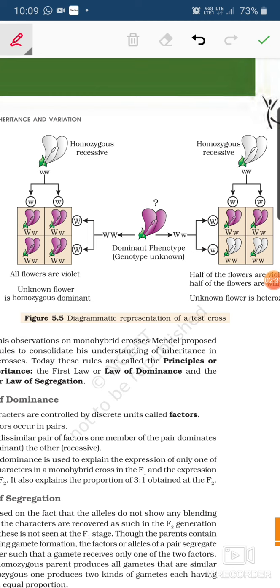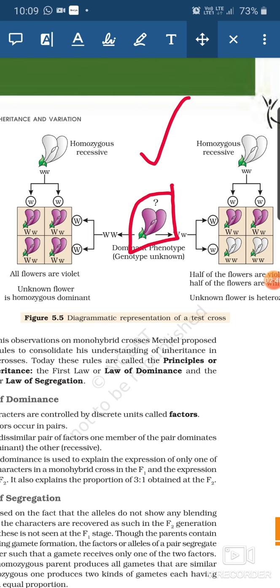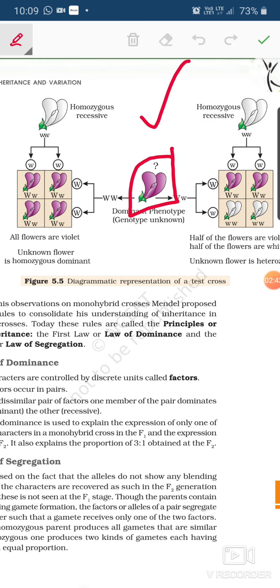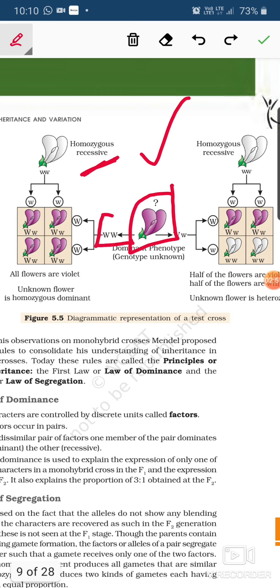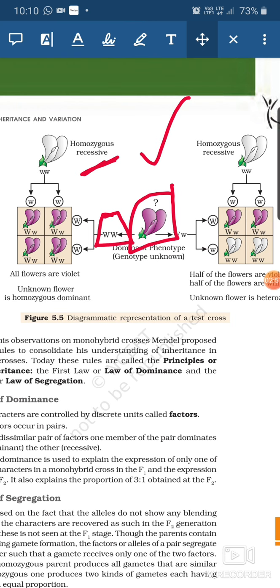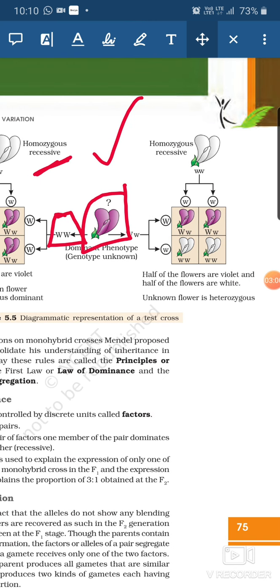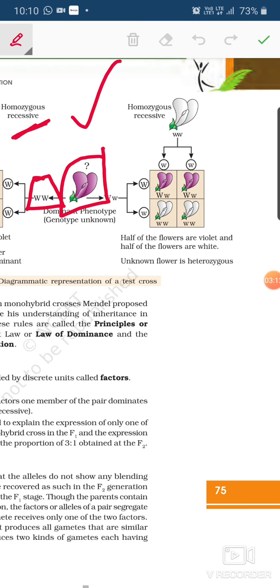We know the phenotypic character, that this plant has violet flowers, but we don't know the genotype. So if you cross with a recessive plant and all the offspring come violet, that means the plant has this genotype. But suppose we get the result that half of the flowers are violet and half are white, meaning the ratio 50-50, that is 1:1. If we get this ratio, it means the unknown flower is heterozygous.